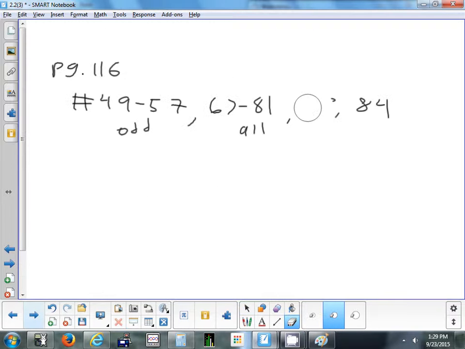So the homework tonight is on page 116. It's 49 to 57 odd and 67 to 81 all. You will need a calculator for 67 to 81. Remember, for the test tomorrow, just a calculator, no reference sheet. And you've got about 25 minutes. Please start that, and if you finish it, I'll look at it, and then there's no other homework tonight.